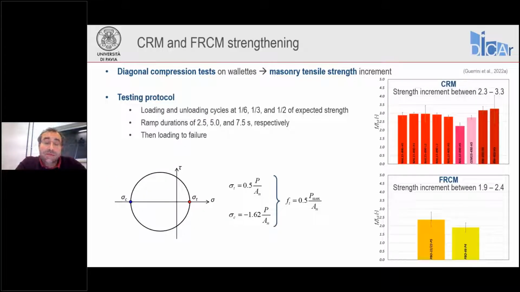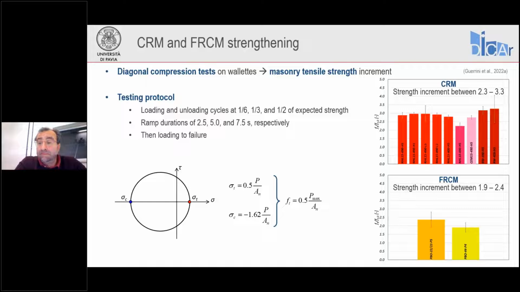And this is what you obtain. So here you can see how we determine the tensile strength, basically considering Mohr circles, and starting from the applied load P, we're able to define the principal tensile stress, and when P reached its maximum value, that principal stress was the tensile strength of the material. And we can see that with the different CRM methods, we reached tensile strength increments ranging between 2.3 and 3.3. So on average, we can say a 2.8 factor or so.